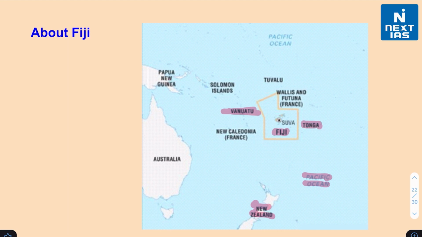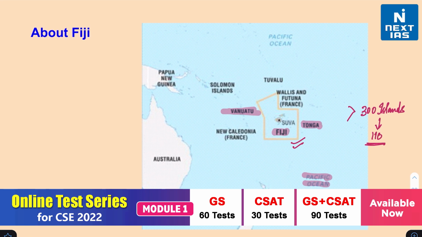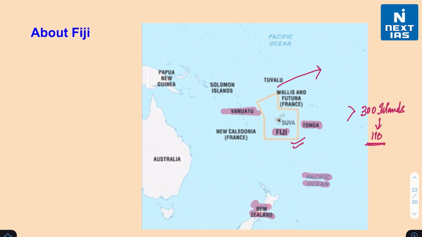Now Fiji consists of an archipelago, that is a group of more than 300 islands. And out of these 300 islands, only 110 are permanently inhabited. And 87% of the local population in Fiji lives in 2 of the major islands. One is Viti Levu and another one is Vanua Levu. If we talk about the topography of this region, the majority of Fiji's islands are formed by volcanic activity that started around 150 million years ago.